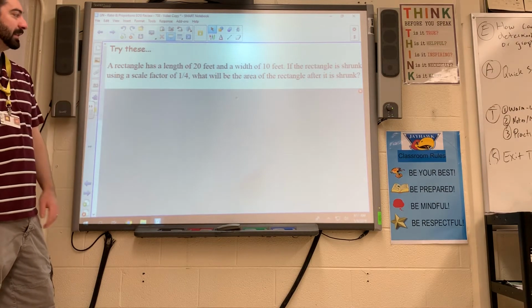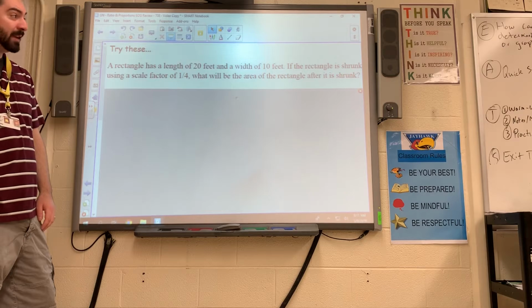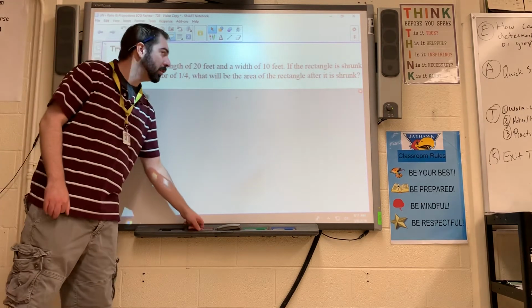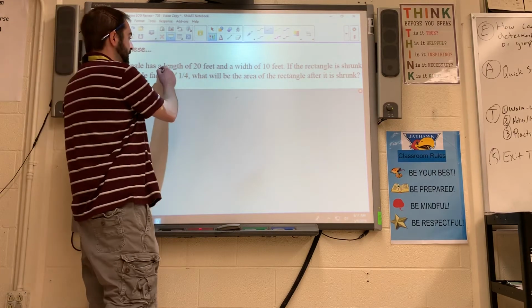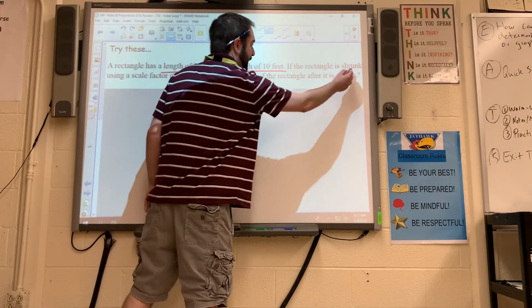A rectangle has a length of 20 feet and a width of 10 feet. If the rectangle is shrunk using a scale of 1/4, what will the area be? So a couple of things. They give us a length, they give us a width. They tell us it's shrinking.